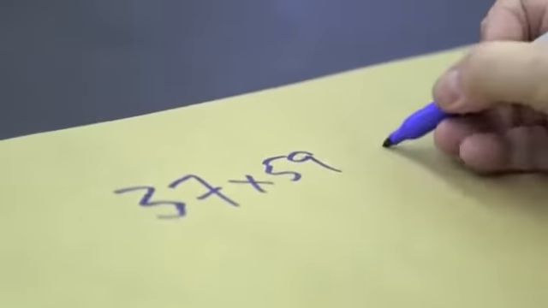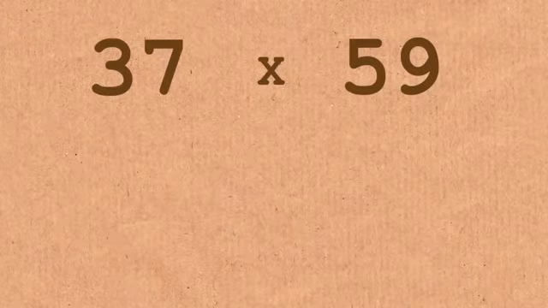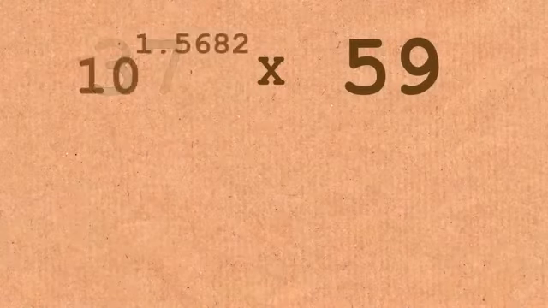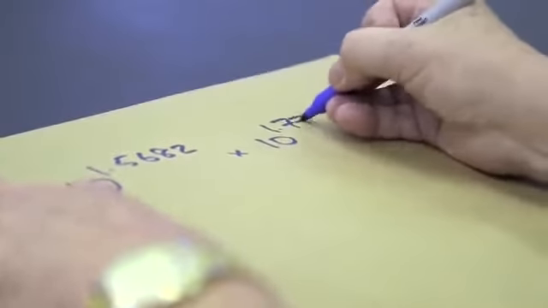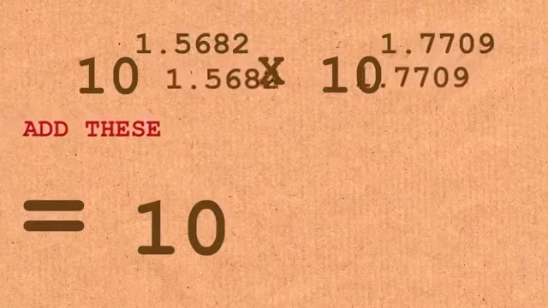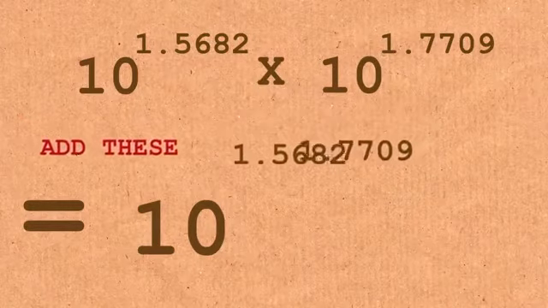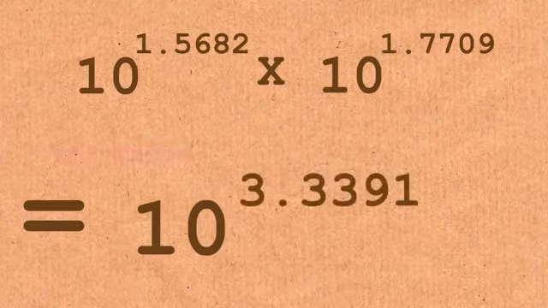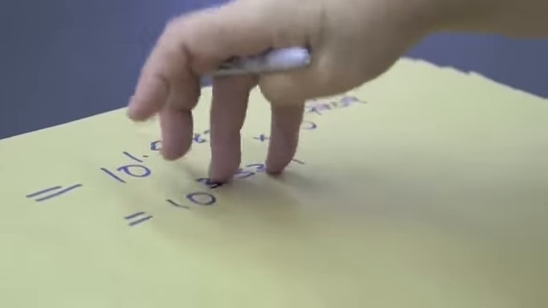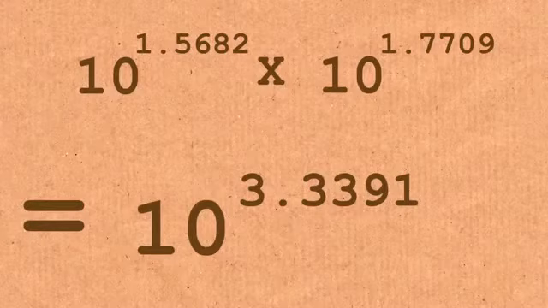37 times 59. Now I can write 37 as 10 to the 1.5682 and multiply that by this number, which is 10 to the power 1.7709. And when I multiply these numbers together, all I have to do is add this number to that number to make this into 10 to the 3.3391. That's like a shortcut. Yes, instead of multiplying numbers, you're adding this to that to get this exponent. And that number, it turns out, is 2183.